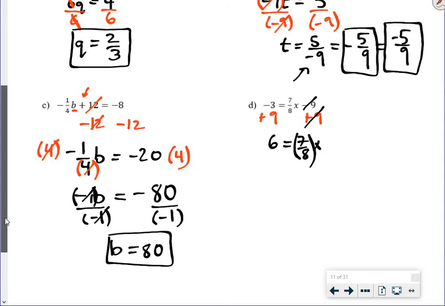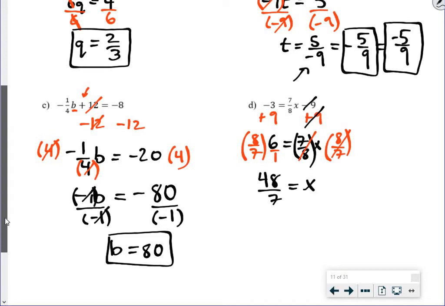Now, you could, if you like, multiply both sides by 8 first, and then divide both sides by 7. That works. Or you can do the opposite of multiplying by 7 over 8, which is multiplying by 8 over 7. So 8 over 7 times 6 over 1. So 7 over 8 times 8 over 7 is just 1. We're left with x on the right. 6 times 8 is 48. 7 times 1 is 7. So we get 48 over 7.